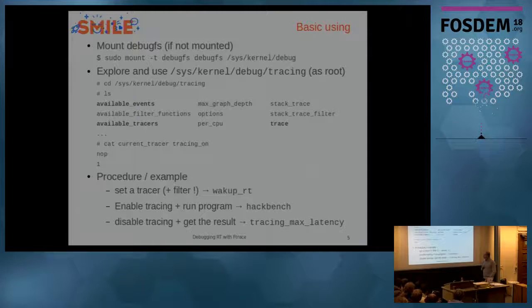So the procedure is quite simple. You set a tracer and a filter, for example wakeup_rt. You enable tracing. You run a program, for example Hackbench, which is a program to generate load on the system. You disable the tracing, and you can get the result, for example tracing_max_latency.